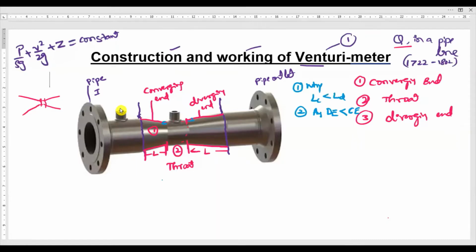The next point: this is what I called the throat section. The second part of the element is called the throat. To this throat, a point is connected. Here, at the inlet of the pipe or inlet of the venturimeter, that is point 1. And here is the throat, which I will take as section 2. Section 2 is the throat, and this is the third part of the venturimeter.